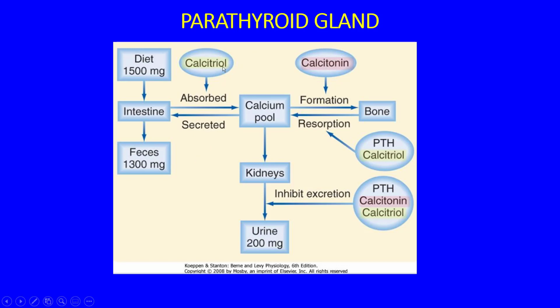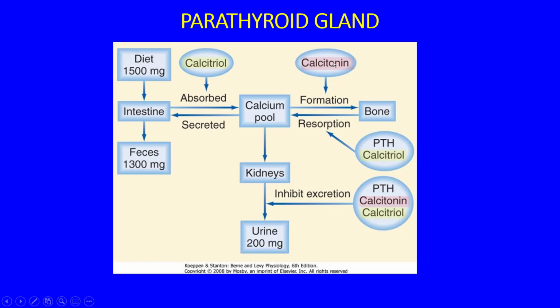Now, calcitriol, remember, is another name for active vitamin D. So, you have a diet, let's say, with a daily 1,500 milligram intake. The feces are going to pass out 1,300 milligrams. You have the intestine doing some absorption and adding to the calcium pool. Some of that calcium pool may end up being secreted a little bit, but calcitriol, the active vitamin D3, is playing a controlling role here. But then we have to deal with the calcium pool.